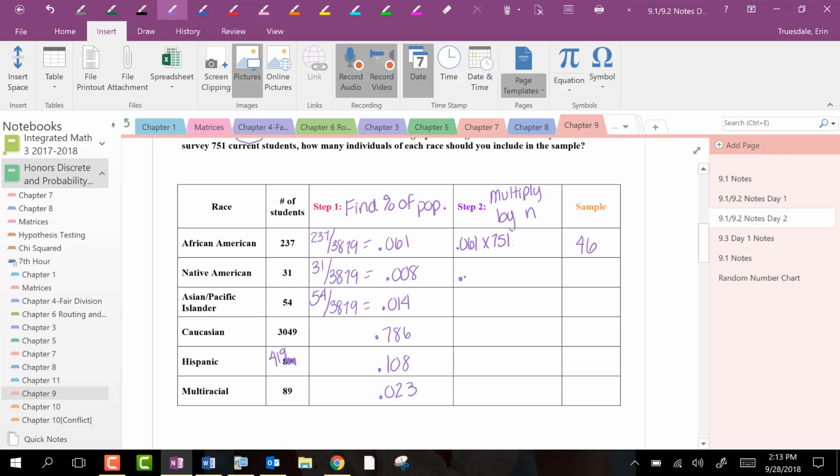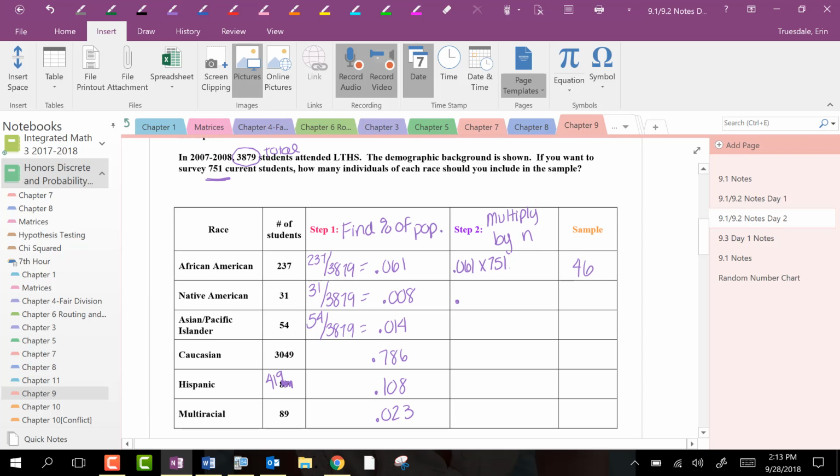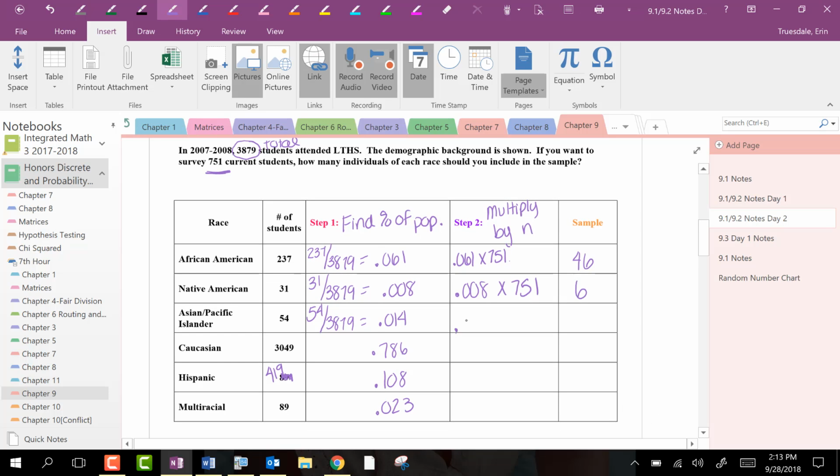Where'd you get 751? Right here. 751 current students. Sorry. Yeah, that's who we want to survey. 0.008 times 751 would then give you 6 Native American students. Okay, so you're kind of forcing it to be representative. 0.014 times 751 would be 11, and then 590, 81, 17.